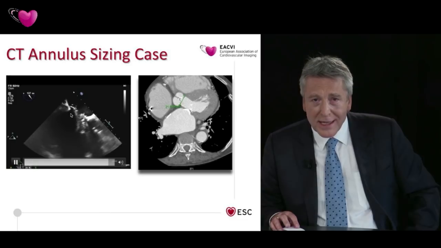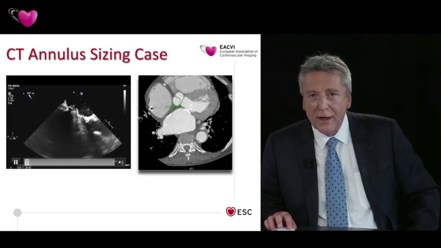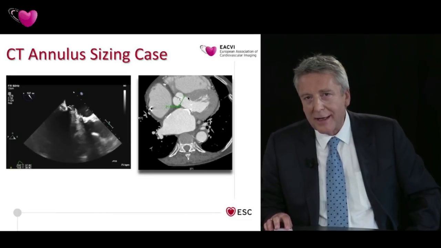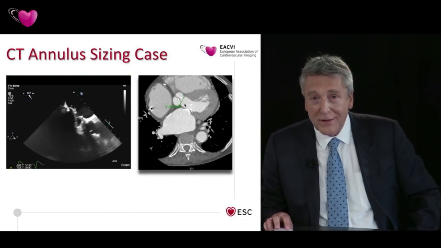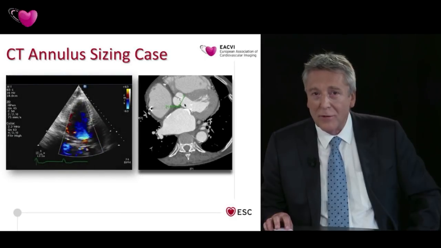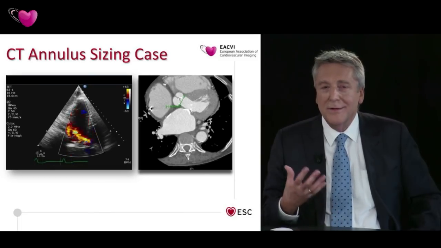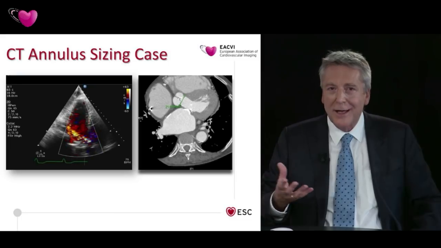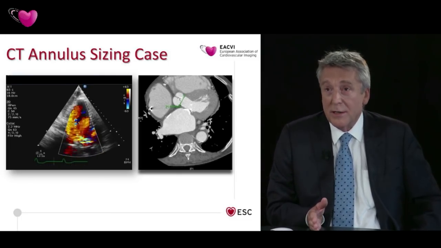So we decided to send the patient for a CT because I couldn't measure the annulus size on the TOE, and the CT came back and told us that the annulus size was 21 millimeters. So we put in a 23 valve and ended up with significant paravalvular regurgitation. Now, as we've discussed, the point here is that it's not the modality that got it wrong. It didn't matter really whether we use CT or TOE. It's the level of expertise and what you're familiar with in your particular department.